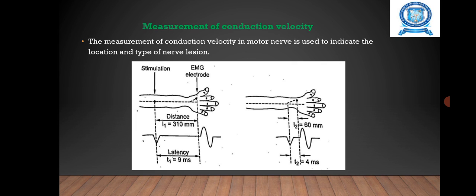Therefore, latency T1 is measured. Then by placing electrodes in another position with separation distance L2 meters, latency T2 is measured. The conduction velocity in a peripheral nerve is normally 50 m per second. In case of a disorder in nerve condition, the conduction velocity is reduced to less than 40 m per second.